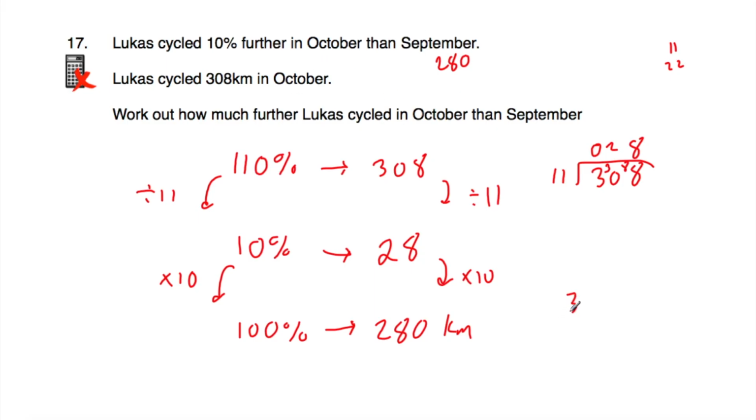So if we do our 308 subtract our 280, that'll tell us how much further he cycled in October than September. So 8 take away 0 is 8. Let's borrow here, so that's going to be 10 take away 8, which is 2, and 2 take away 2 is 0. So the answer is 28 kilometers. He cycled 28 kilometers further in October than September, and that's it.